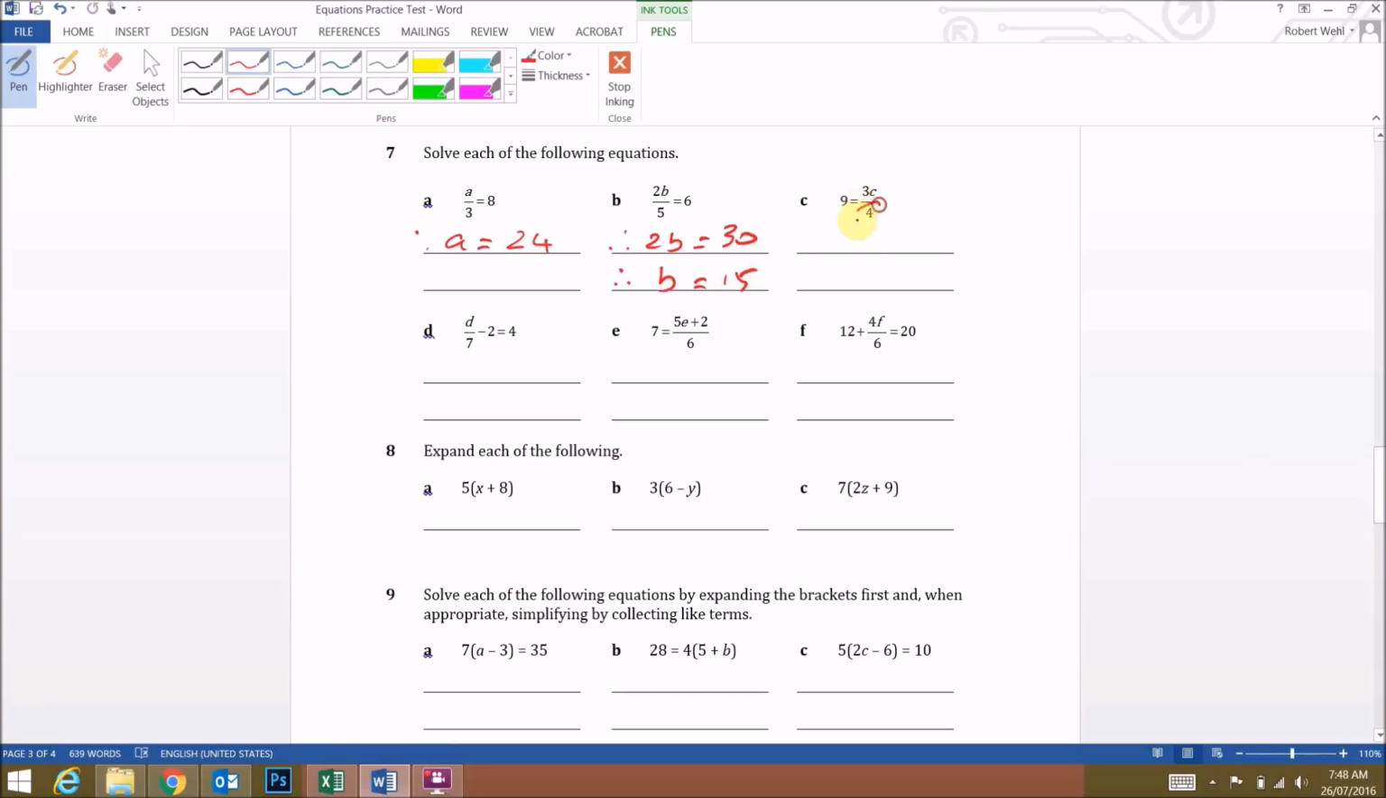Over here, once again, I need to get rid of this. So I need to multiply both sides by 4. And now I need to divide by 3. Here, I need to get rid of the 2 first, so I need to add 2 to both sides. Left with d over 7 equals 6. And now I need to multiply by 7.